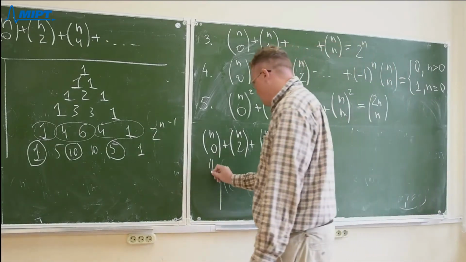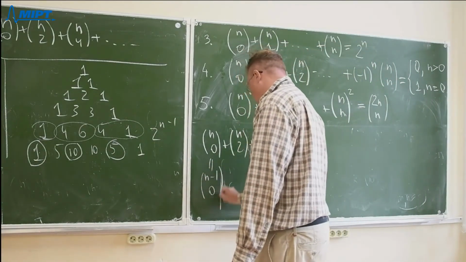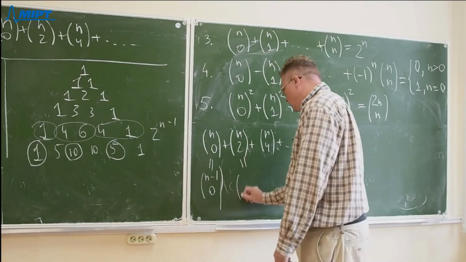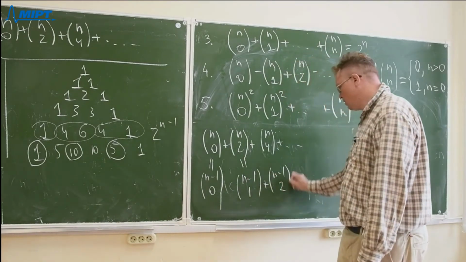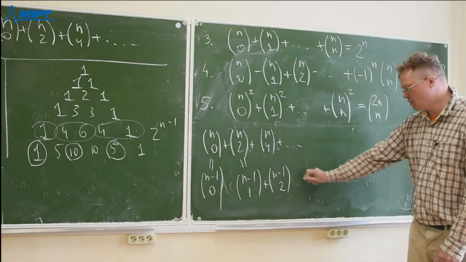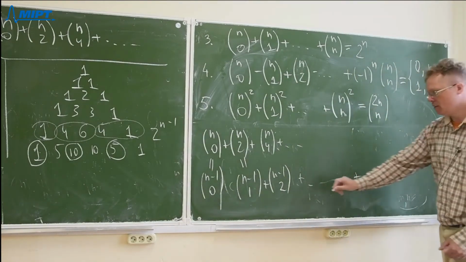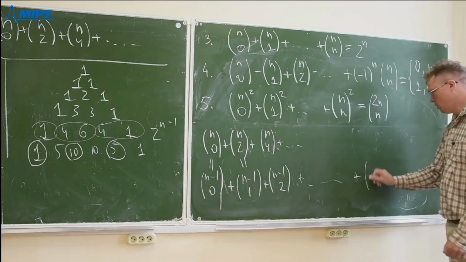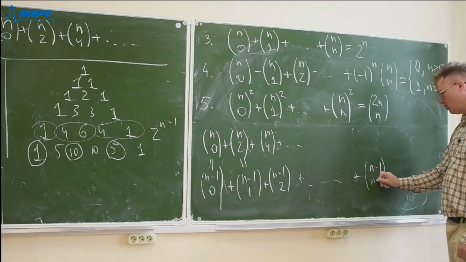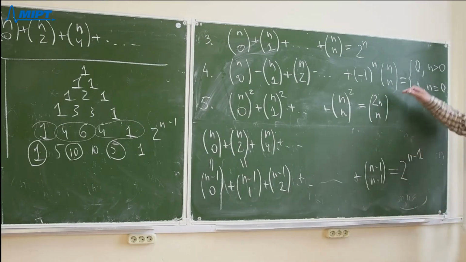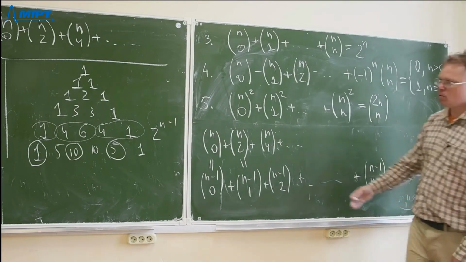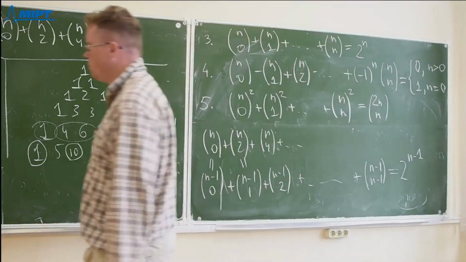So I can write this. This is just equal to n minus 1 choose 0, plus n minus 1 choose 1, plus n minus 1 choose 2, and so on. So here I will get the sum of all binomial coefficients with the base n minus 1, and this will be equal to 2 to the power n minus 1. Except for the case where n is equal to 0, because here we cannot go to the previous row.